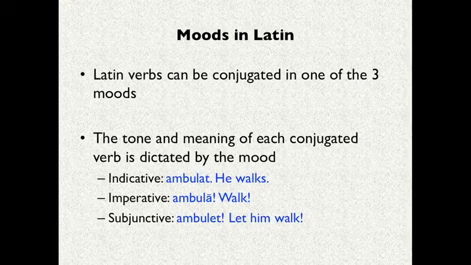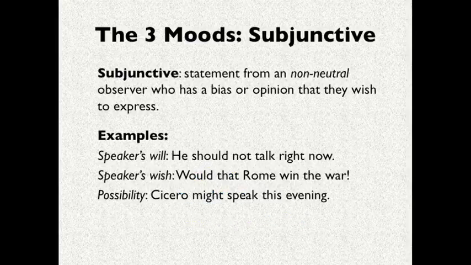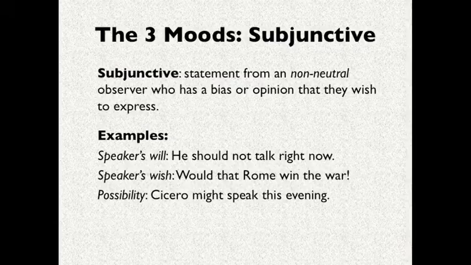For the indicative, our example is ambulat. He walks. For the imperative, our example is ambula. Walk. And for the subjunctive, our example is ambulet. Let him walk. The subjunctive is a statement from a non-neutral observer who has a bias or opinion that they wish to express.